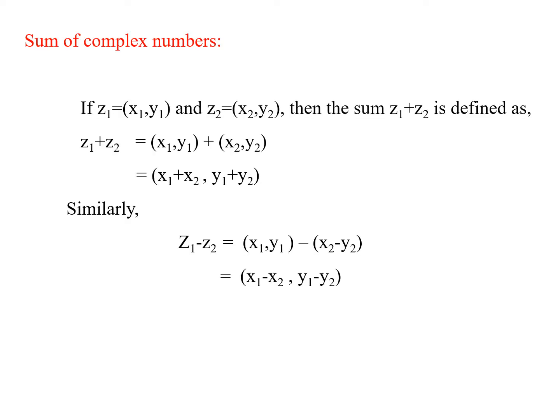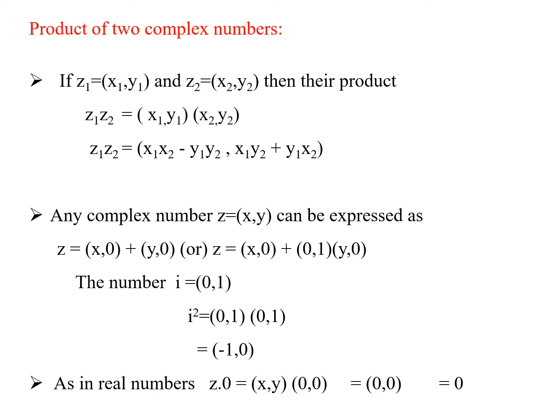Now we're going to see the sum of two complex numbers. If z1 equal to x1 comma y1 and z2 equal to x2 comma y2, the sum of the two complex numbers is defined as z1 plus z2 equal to x1 comma y1 plus x2 comma y2. So we add the real parts separately and the imaginary parts separately. Then that will give x1 plus x2 comma y1 plus y2. Similarly, we can subtract any two complex numbers.